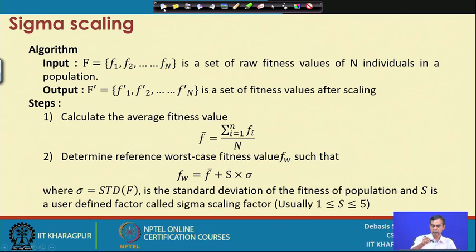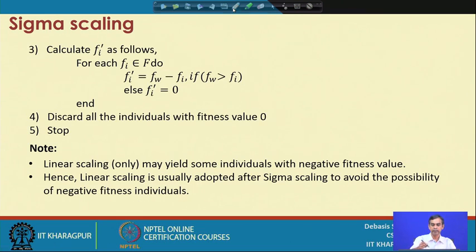Once these values are known to us, we will be able to calculate f w, one calculation for the entire population. f w is calculated based on this formula. Once f w is known, we can use it to calculate the scaled fitness value. For each f i in f, that is, the given population, we calculate the scaled fitness value f i dash, which is f w minus f i if f w is greater than f i, and it is 0 otherwise. This way the scaled fitness value for the entire population can be obtained.